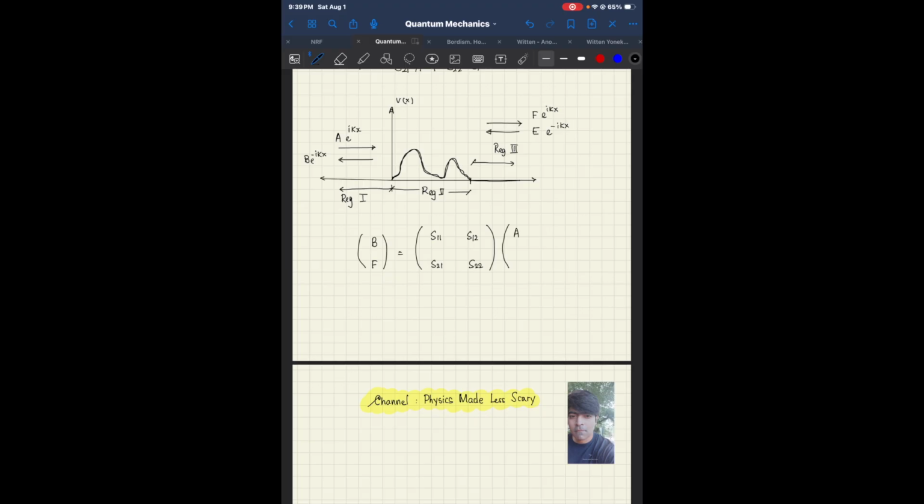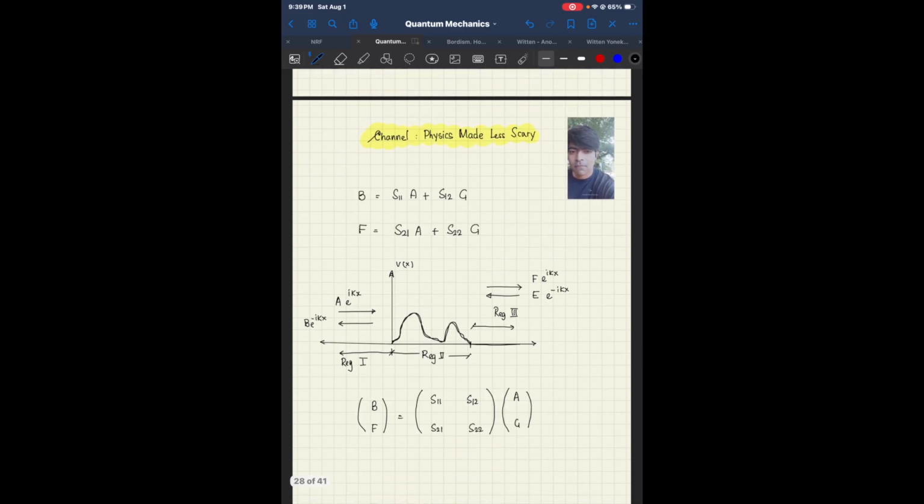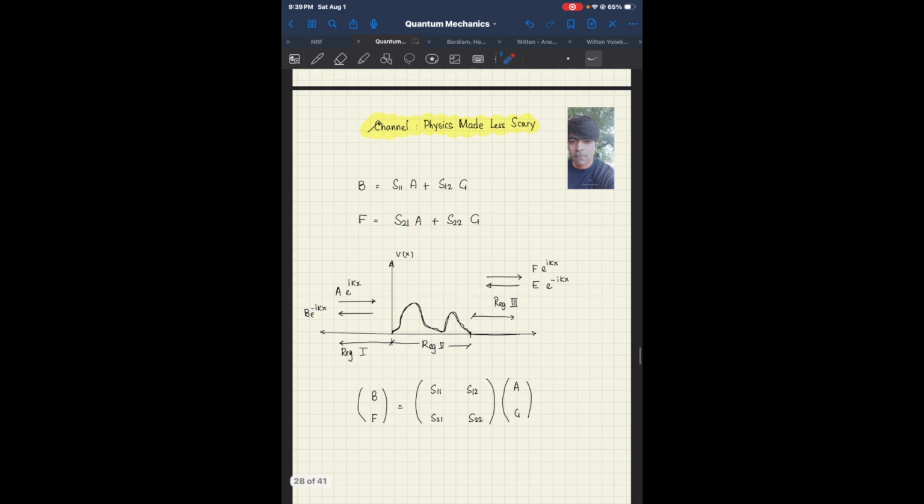Yeah, A and G, right? This is the same equation as here. Do you see that? These are the same equations. This one and this one are exactly the same thing. For example, B is equal to S11 times A plus S12 times G, which is this one. And so on, and exactly the same for F, right? Good.